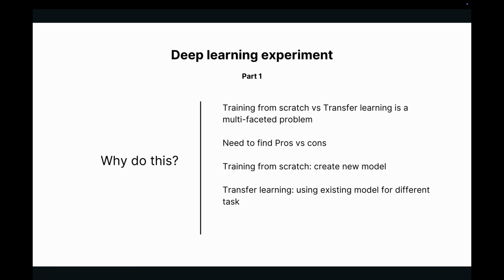Let's start part 1. The goal of comparing training from scratch and transfer learning is to understand their pros and cons. Training from scratch means training a brand new neural network with random weights. Transfer learning means using a neural network already trained on big data sets and fine-tuning it or using it to get features. In ML, choosing between these is common. I want to compare the speed, ease, and compute cost of both.